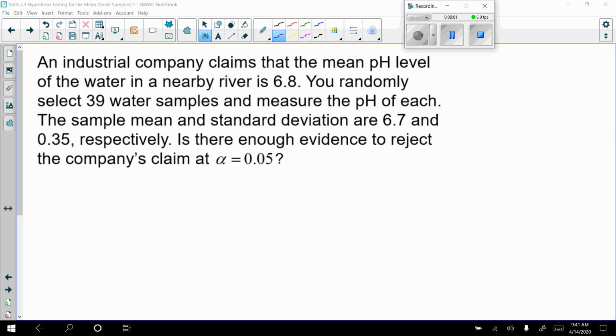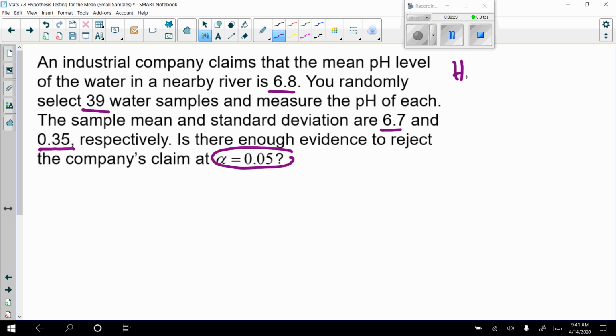This time we have an industrial company that's claiming that the mean pH level of water in a nearby river is 6.8. You randomly select 39 water samples and measure the pH, and you have a sample mean and a standard deviation of 6.7 and 0.35 respectively. You're going to use an alpha level of 0.05 to decide if there's enough evidence to reject the company's claim.